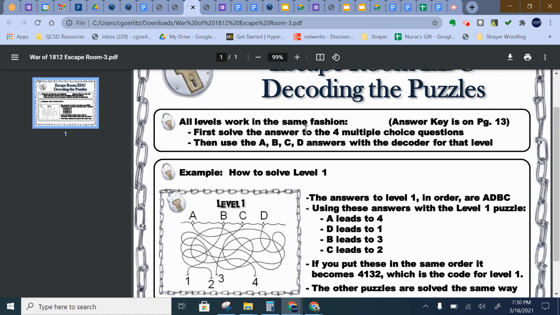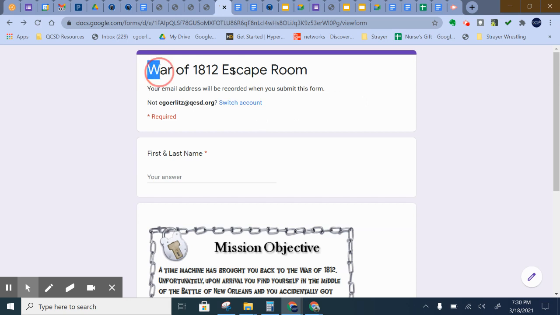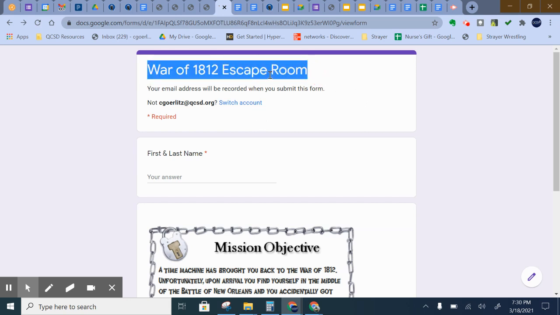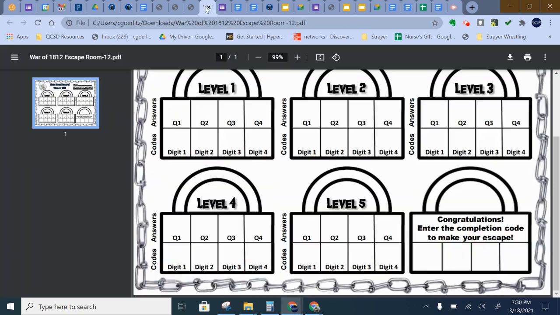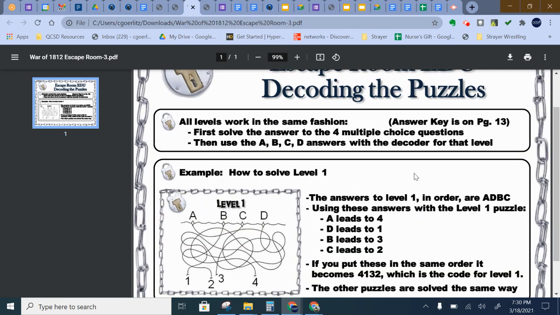So, guys, the key thing is only use this link that I am going to send to you, or I'm going to put on Canvas for you to utilize. Do not use the links that are in these documents. Like if you clicked on this link, you're going to enter your answers, but I'm not going to have access to it, so it's not going to count for you.